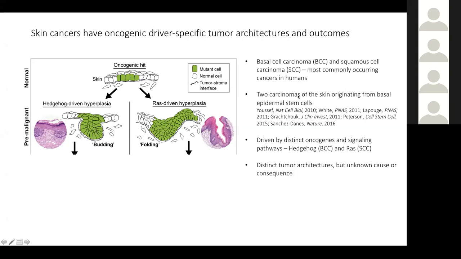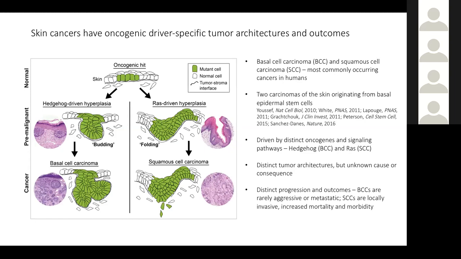They both originate from those basal stem cells, but they drive distinct tumor architectures, and it really wasn't clear why. Importantly, however, these two cancer-causing mutations give rise to very different prognoses and outcomes in terms of the tumor progression. So while BCCs, or basal cell carcinomas, are rarely really invasive and metastatic, squamous cell carcinomas are. And so this set up a nice question for us to ask: how do these distinct architectures arise, and might they be important for tumor progression?